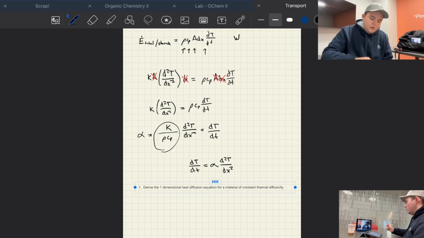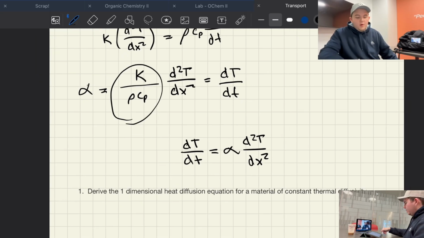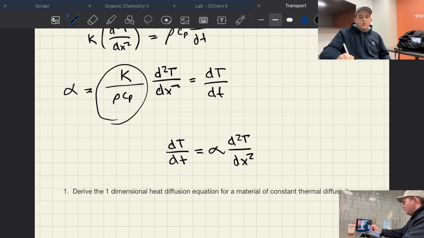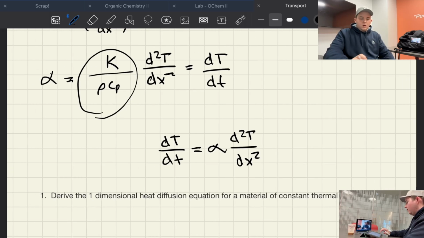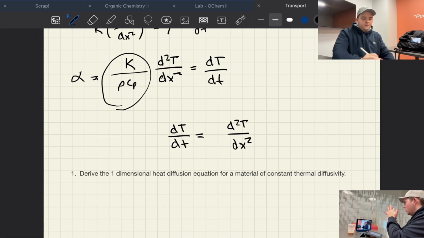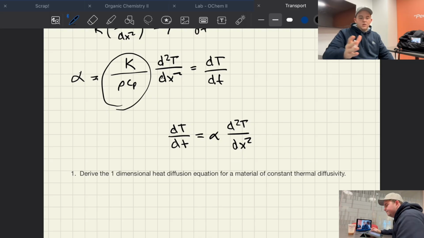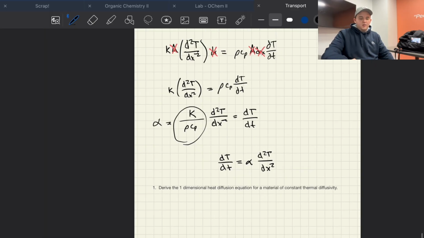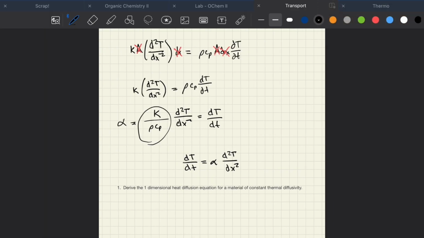There we go. So that's how we used Fourier's law to derive the one-dimensional heat diffusion equation for a material of constant thermal diffusivity. And I'm sure you could do this with Colab too, but that's what we did without using Colab, and then we'll use this example on part 2, where I'll use Colab to show this a little bit. So let's get into that.